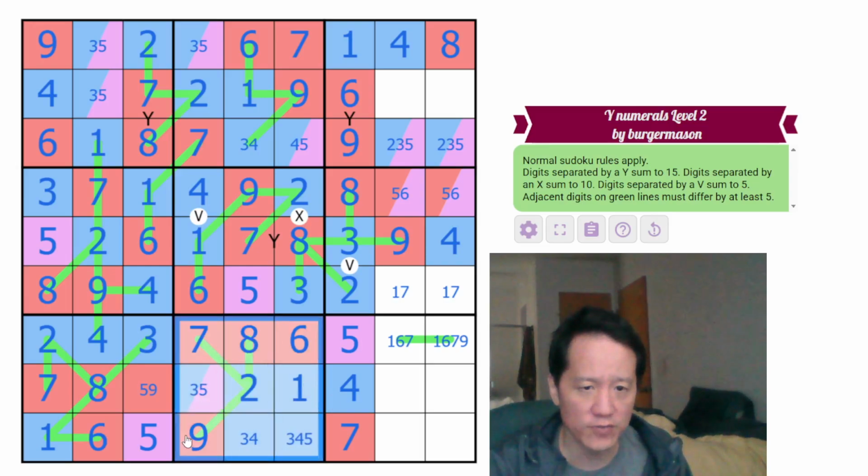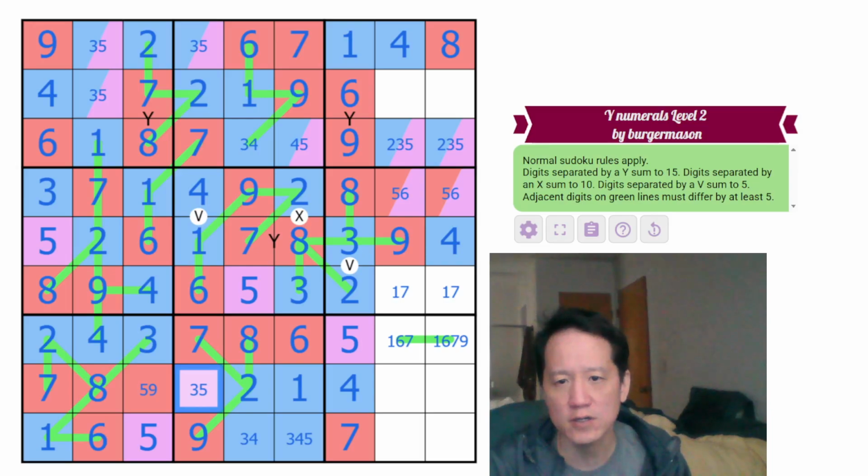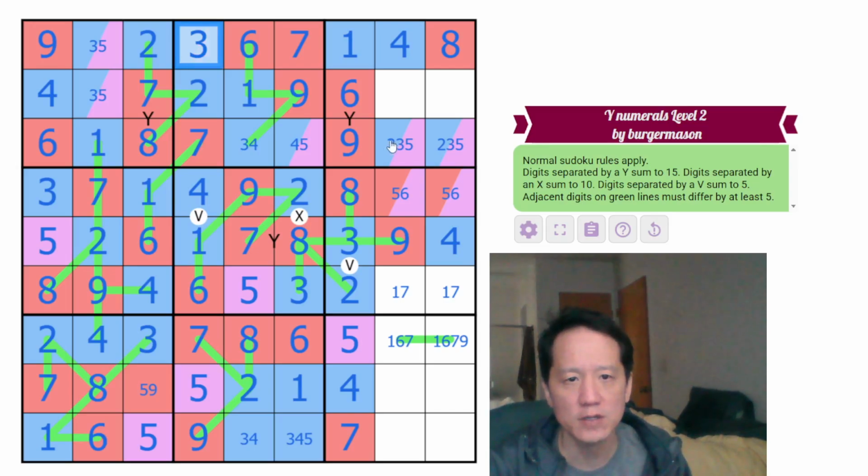Where's the only pink left in box 8? It has to be here, which makes this 5. This can't be 5, so this must be 3, which means this can't be pink, which forces this to be 4. And this can't be blue anymore, so this is pink. This is 5, which means none of these can be pink. They're both low.